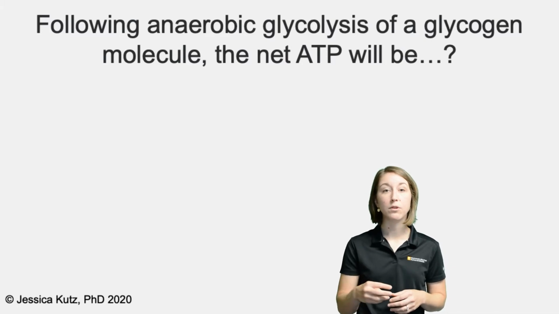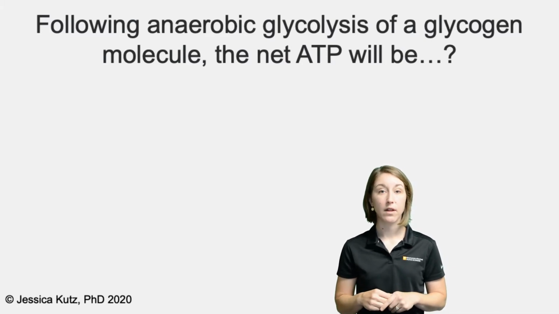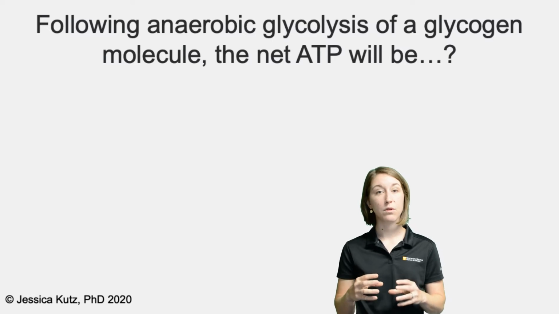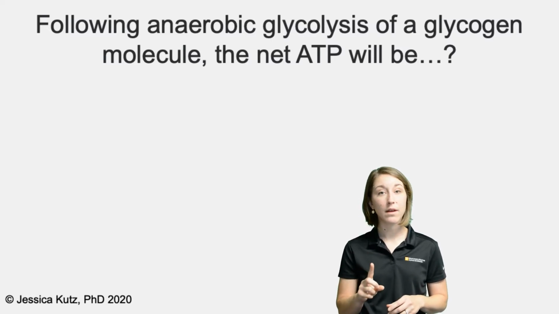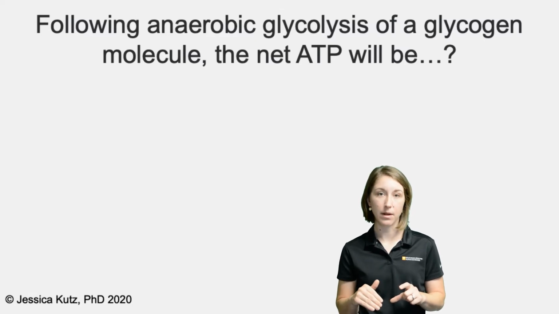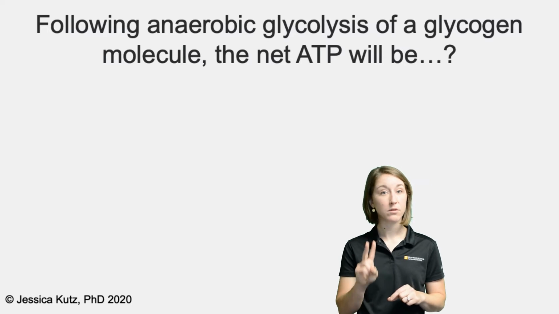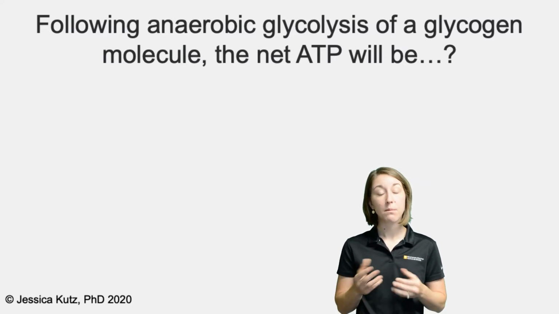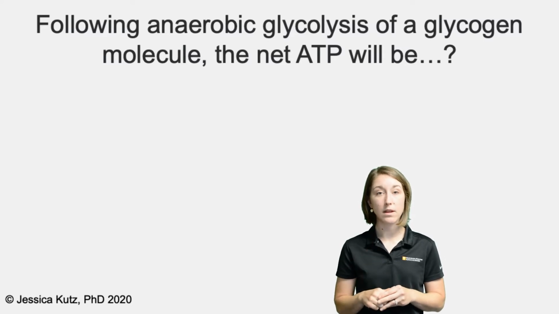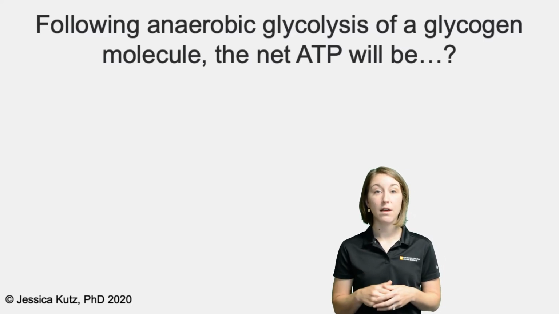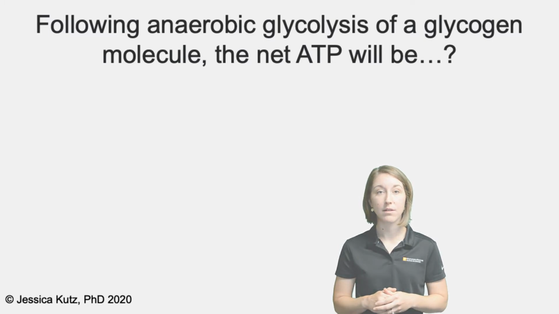Now remember, we have to put 2 ATP in at the start of glycolysis if we start with a glucose molecule. If we start with a glycogen molecule, we only have to put 1 ATP in. That's important because we're going to generate 4 ATP in the process of anaerobic glycolysis. When you start with that glucose molecule, you had to put 2 in, so your net is only 2 ATP. But if you start with glycogen, you get a slightly higher yield because you only had to put that 1 ATP in. You're going to end up with a net of 3 ATP at the end.